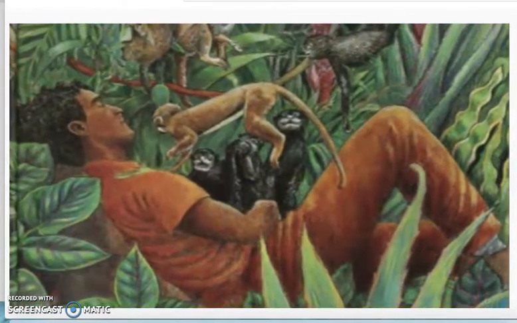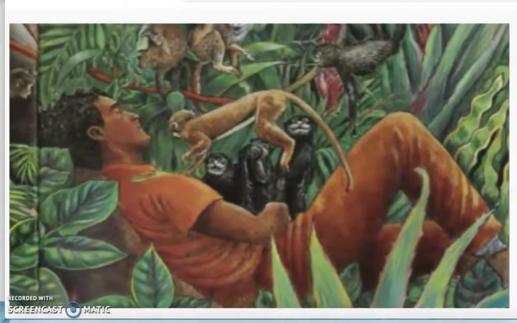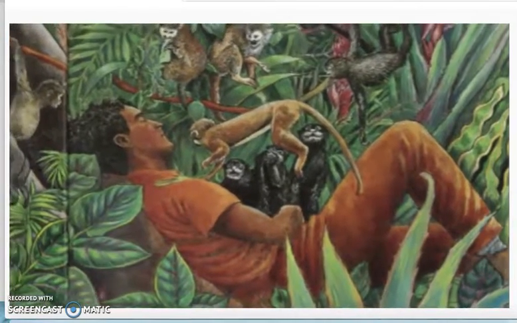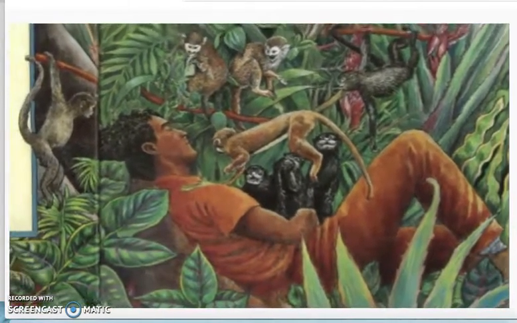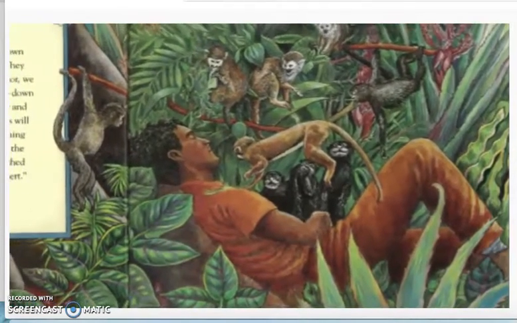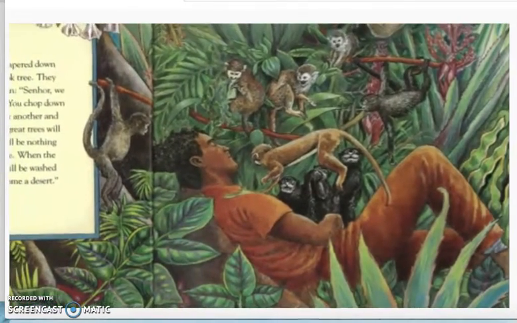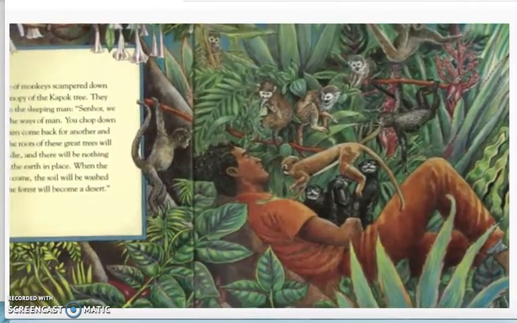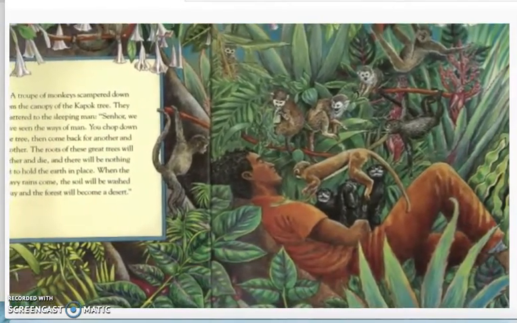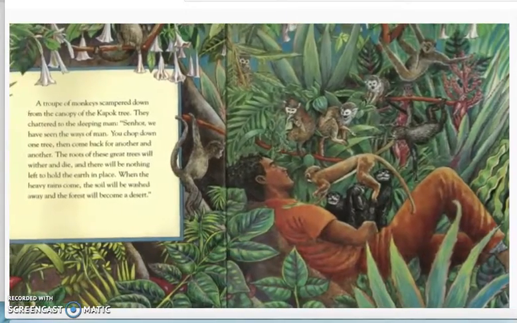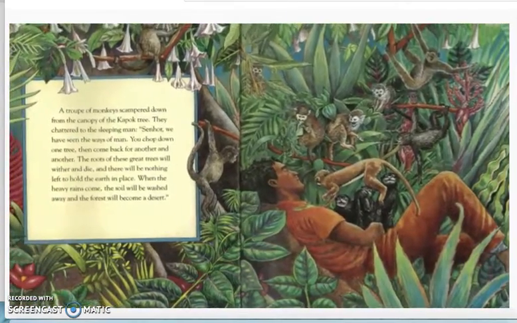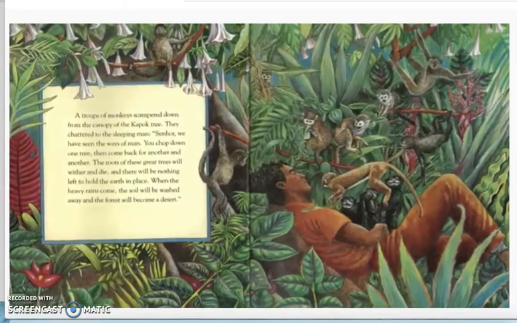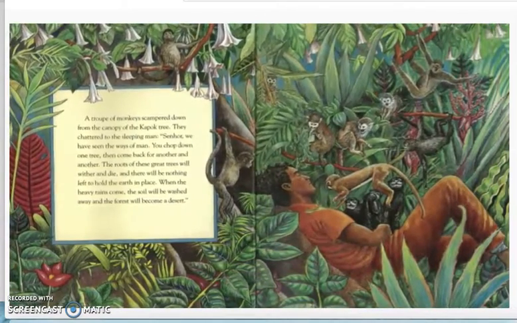A troop of monkeys scampered down from the canopy of the kapok tree. They chatted to the sleeping man. "Senor, we have seen the ways of man. You chop down one tree, then come back for another and another. The roots of these great trees will wither and die, and there will be nothing left to hold the earth in place. When the heavy rains come, the soil will be washed away, and the forest will become a desert."